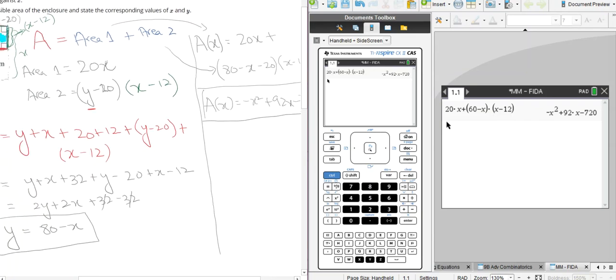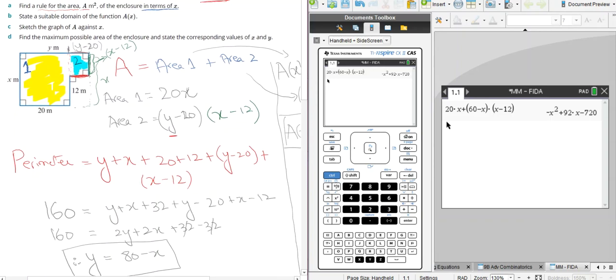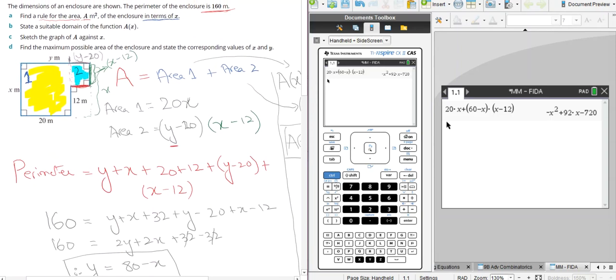Let me take you back to the question. Now state a suitable domain for the function. This is important to understand. If you don't understand what the domain means or what it signifies, then you would not know how to find it. Think about area, because they are application-based problems, so you'll have to come up with a suitable domain for this.